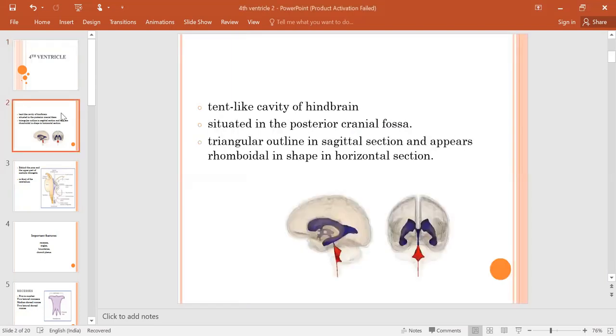Fourth ventricle is a tent-like cavity of the hindbrain. It is situated in the posterior cranial fossa. In sagittal section, it is triangular in outline. When we take a horizontal section, it appears rhomboidal in shape. So the fourth ventricle is a tent-like cavity of the hindbrain situated in the posterior cranial fossa.